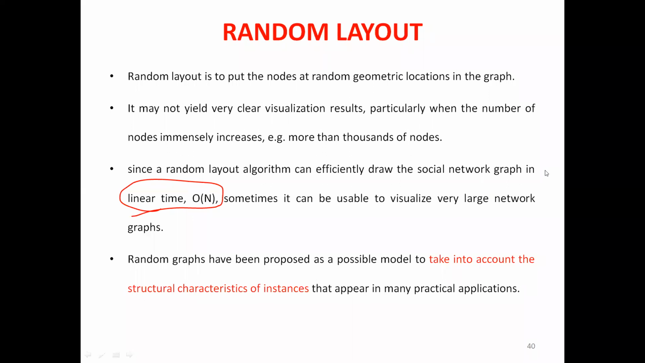So random graphs have been proposed as a possible model. Why is it proposed? It takes into account all the structural characteristics of instances, and instances are nothing but the nodes. This model, this layout, can display the structural characteristics. Every structural characteristic we have studied as well.